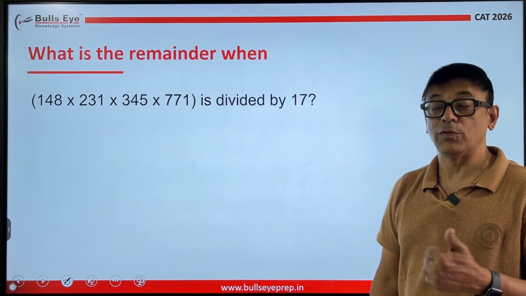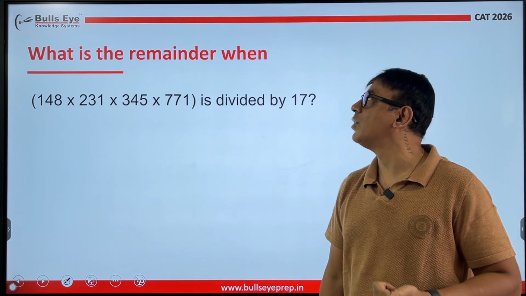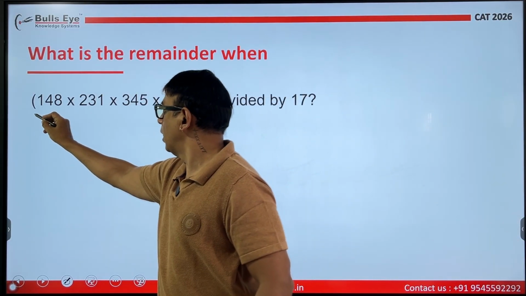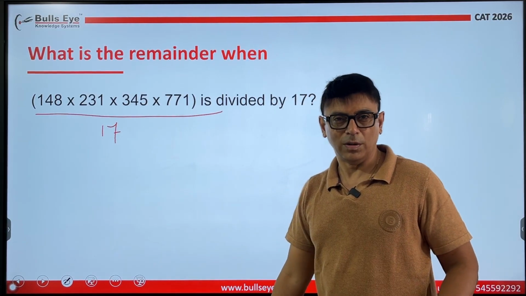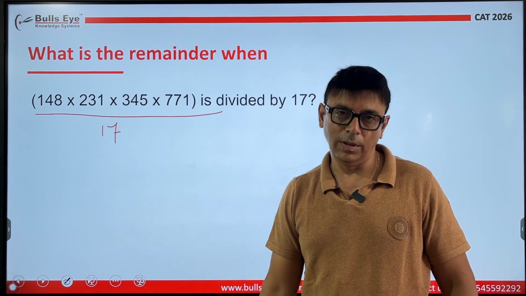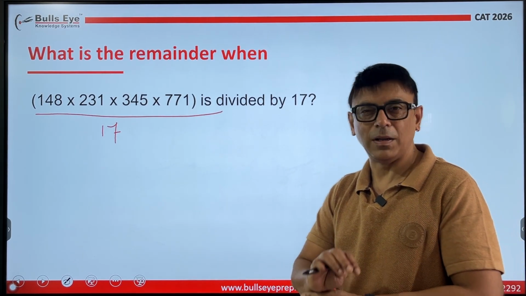This is slightly different. The first 2 slides were the power cycle. Now here we have remainders. So the question is saying this divided by 17. What is the remainder? By no means can I multiply the 4 terms. Even if I am given a calculator, it will be a huge number. Maybe it will not be a 9 or 10 digit number. You look at that, it's a big number.